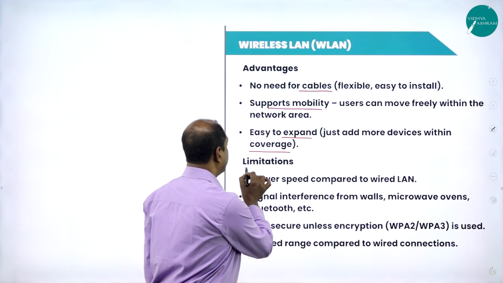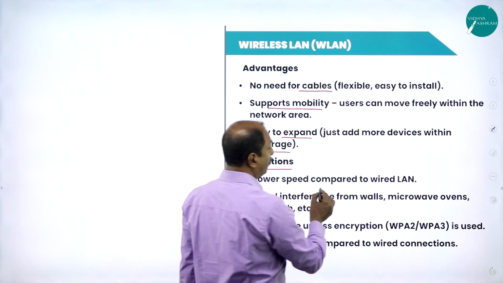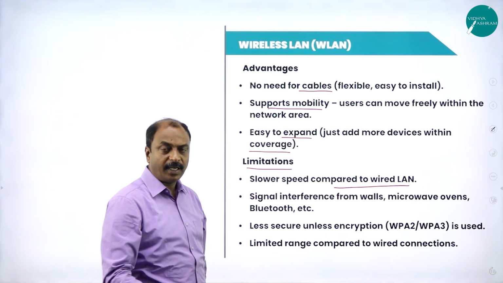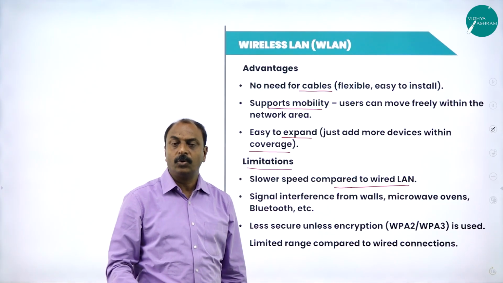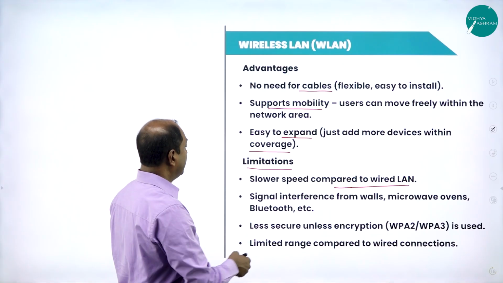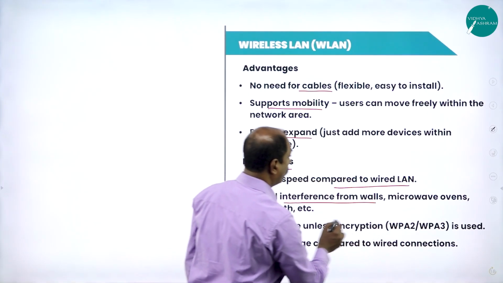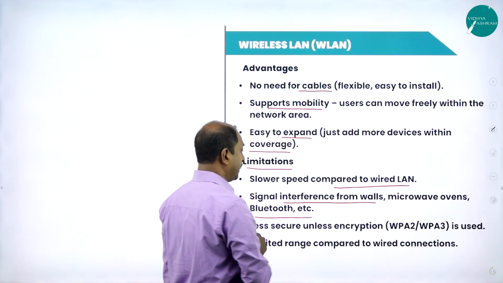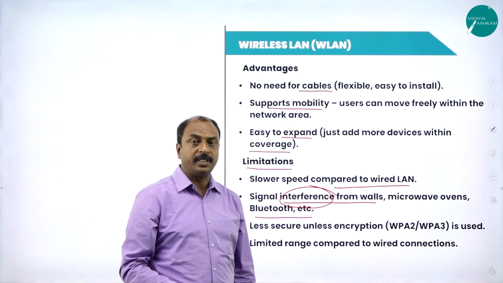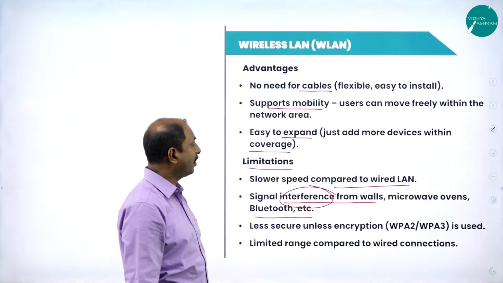And what are the limitations? Nothing but what are the drawbacks? So here, slower speed of communication compared to wired LAN. Generally, wireless communication is slow as compared to wired communication. So that is one point. Second one is signal interference from walls, microwave ovens, Bluetooth, etc. So there is an interference. Interference means crossing of signals, what you can generally call crosstalk. So that is one of the drawbacks of this.